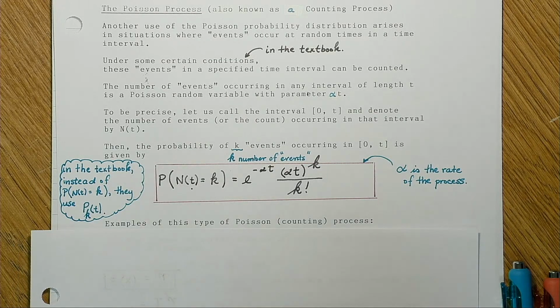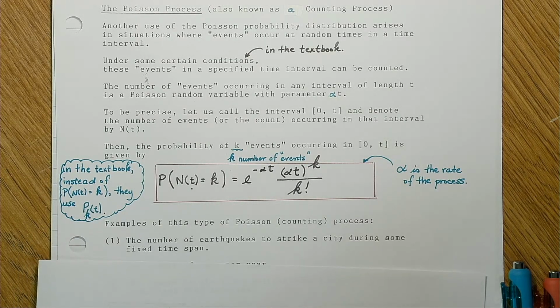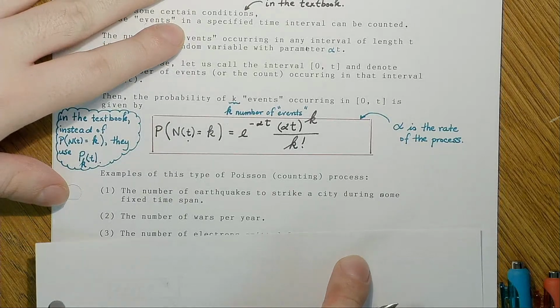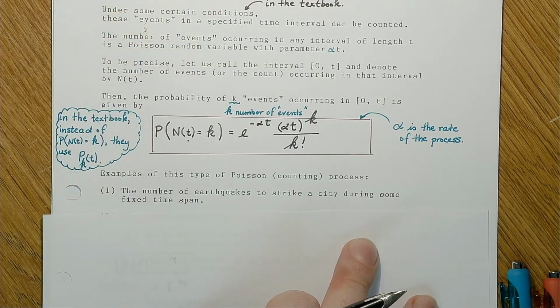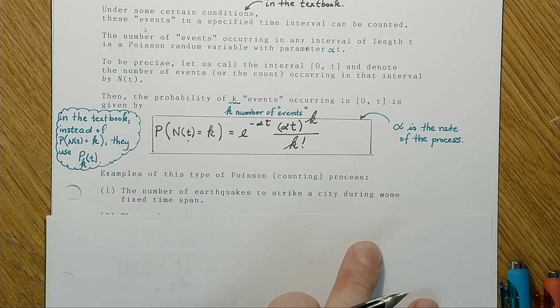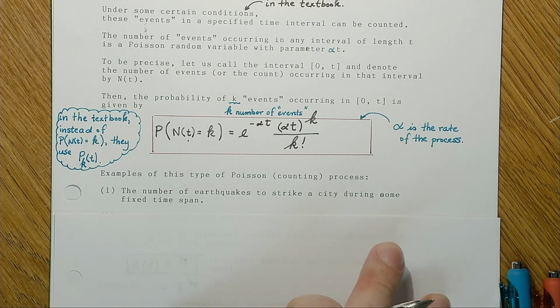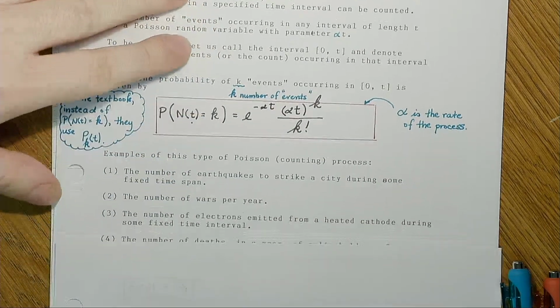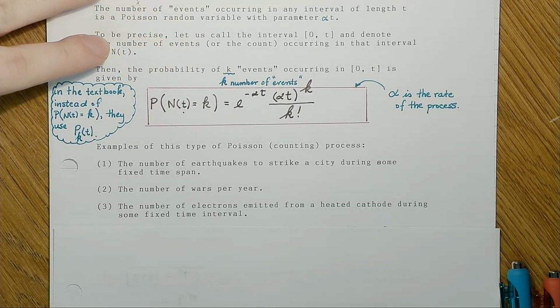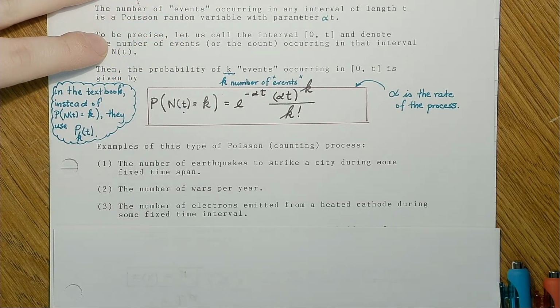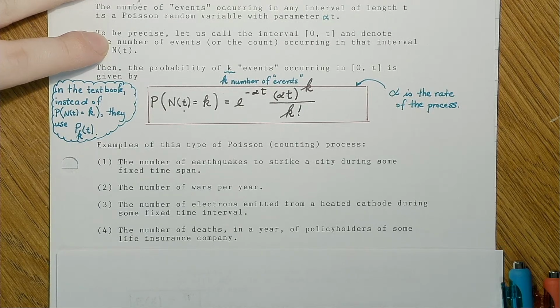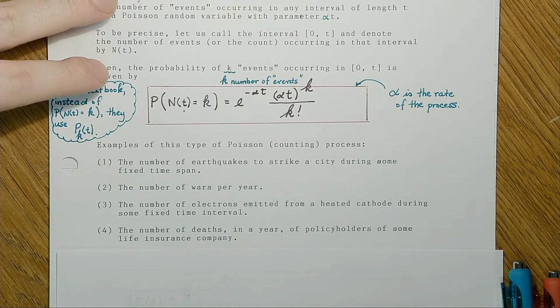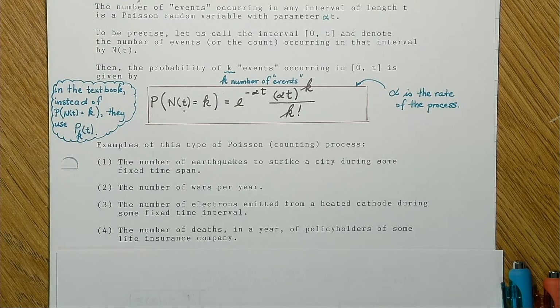So examples of this type of counting process, this Poisson process, are the number of earthquakes to strike a city during some fixed time span. Again, earthquakes are fairly rare, so a Poisson process should follow. The number of wars per year. The number of electrons emitted from a heated cathode during some fixed time interval. The number of deaths in a year of policyholders of some particular life insurance company.